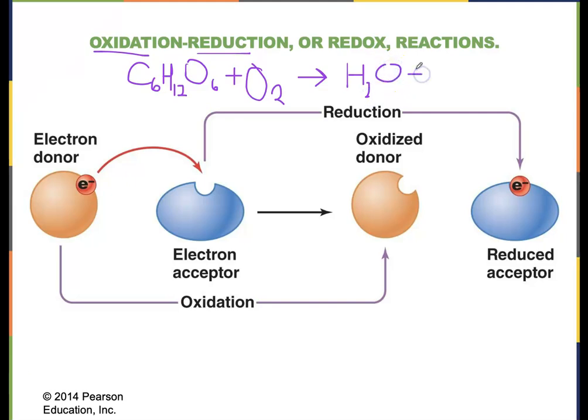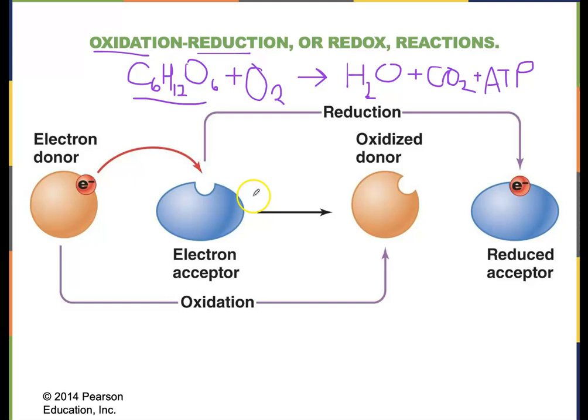These are waste products, actually. Water is a waste product. CO2, carbon dioxide, is a waste product. And plus, what we're looking for, ATP. Okay, so to make ATP in this method, the electrons in this sugar molecule get transferred to oxygen.